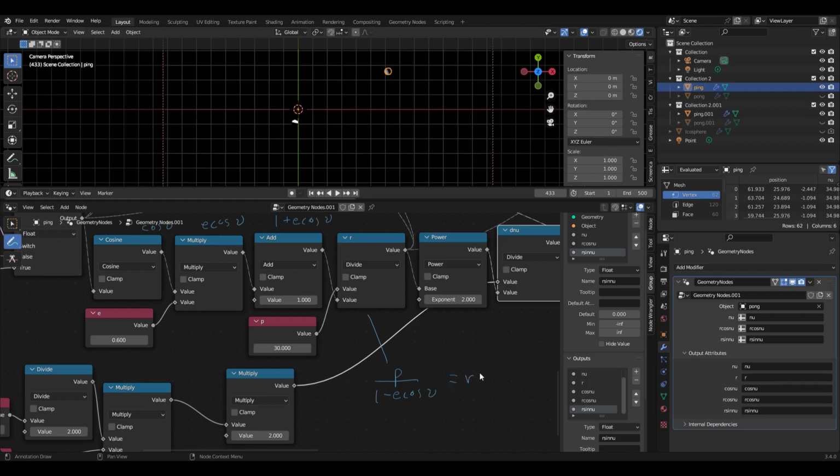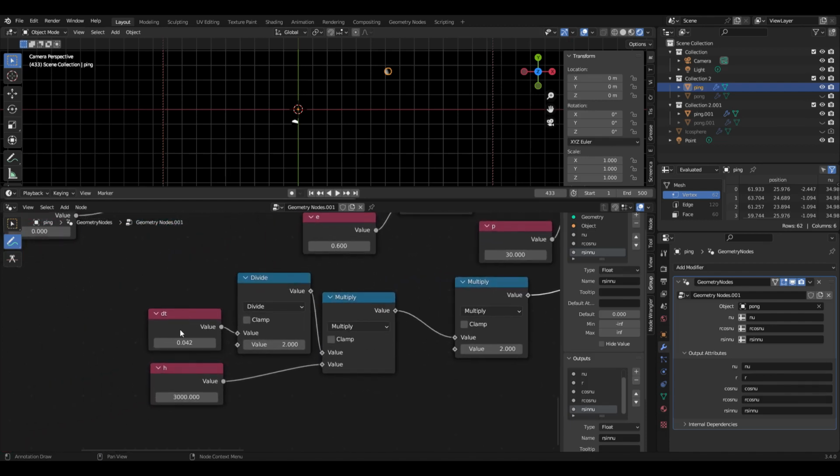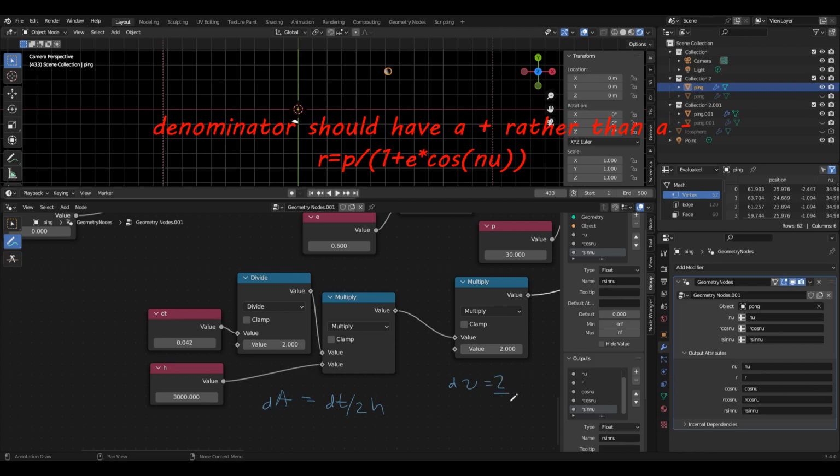Sorry, I realize now that I'm recording my voice that I wrote down minus p, but it's 1 minus e cosine nu, but it's plus. So dA is delta t divided by 2 times the angular momentum. And then once I have dA, I can go ahead and calculate delta nu, which is 2 divided by r squared times dA.